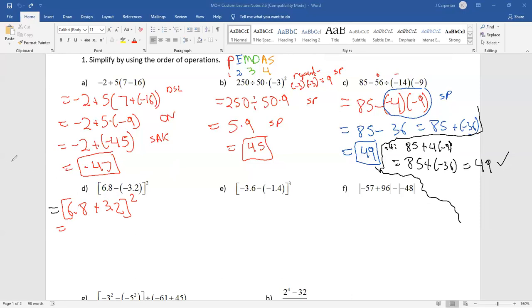6.8 plus 3.2. Line up your decimals. 8 and 2 is 10, carry the 1. 6, 3, and 1 is 10. So it looks like 100, but you gotta bring your decimal, so it's really down to 10. So that's 10. Now that's a positive, so I don't need the bracket anymore. If it was negative, I'd keep it. So that's just 10 squared. So our parentheses are done. The next thing we have is an exponent. 10 squared is 100 because it's 10 times 10. So the answer to D is 100.